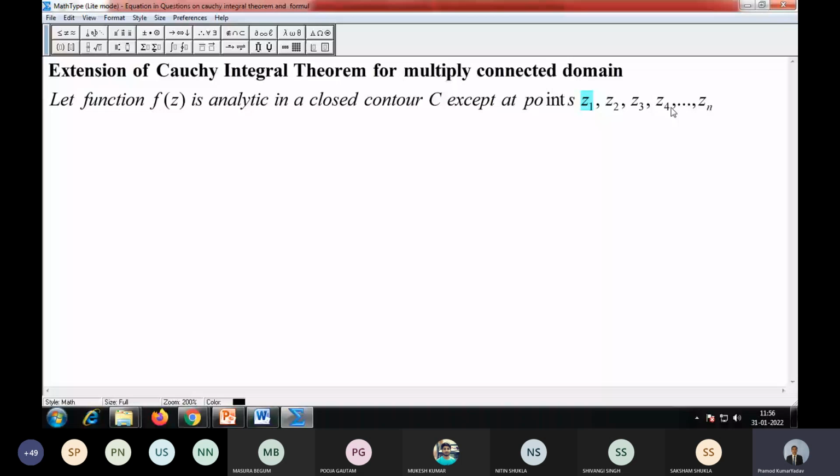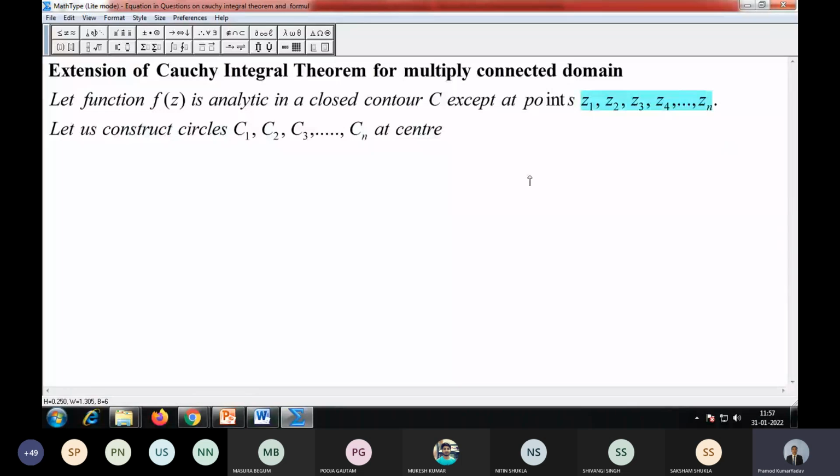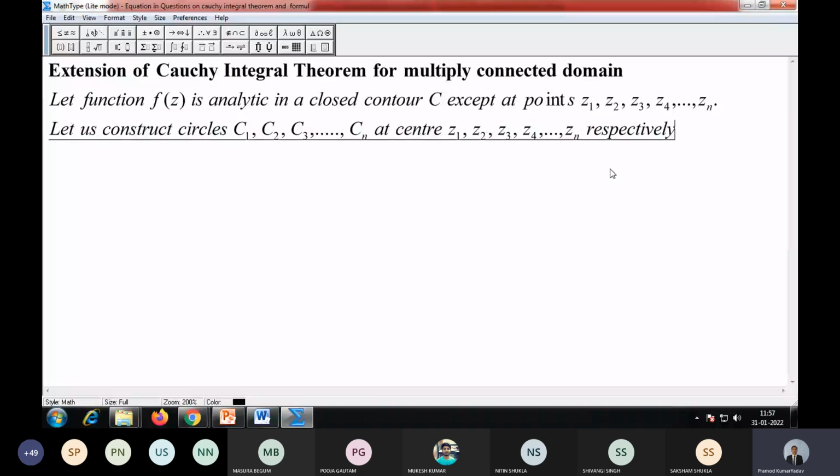So let us construct circles C1, C2, C3, and so on, Cn, at centers z1, z2, z3, and so on, zn respectively. Am I right?